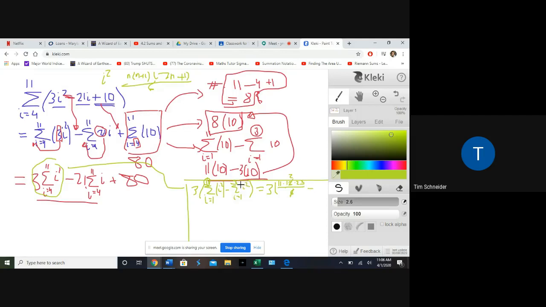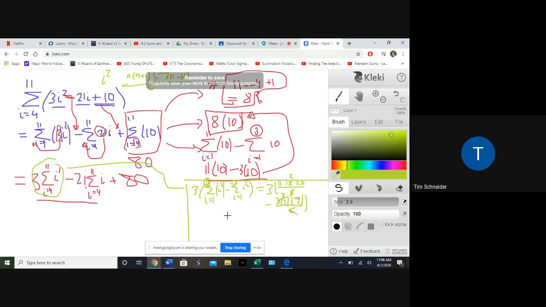Minus, what is this part? Well, 3 times 4 times 6 plus 1, which is 7. Minus 3 times 4 times 7 all over 6. Now this is just 12, so that also simplifies to a 2.